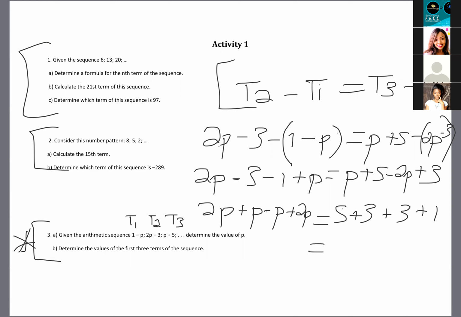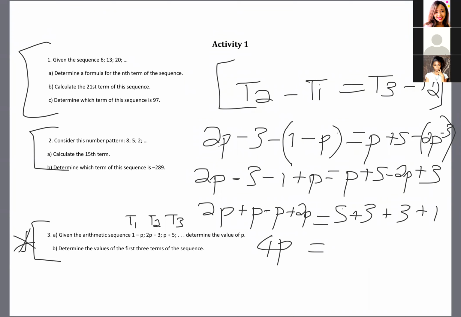So I'm going to have 2p plus p, that's 3p, minus p, that's 2p, plus 2p, I'm going to have 4p on this side. And then on the other side, I'm going to have 5 plus 3, which is 8. Plus 3 is 11. And then 11 plus 1 is 12. So then my p is equal to 3.